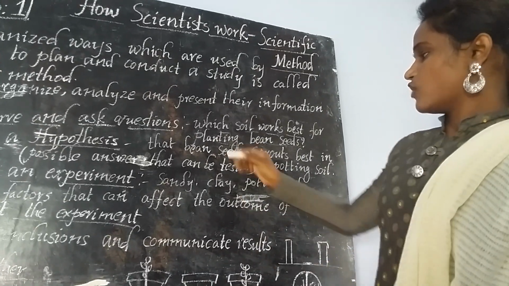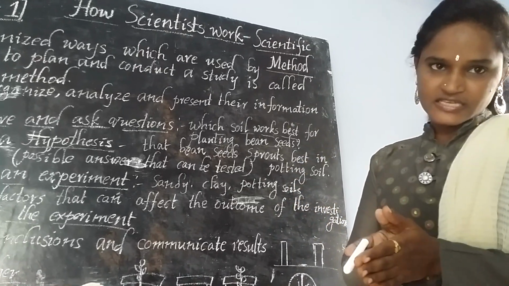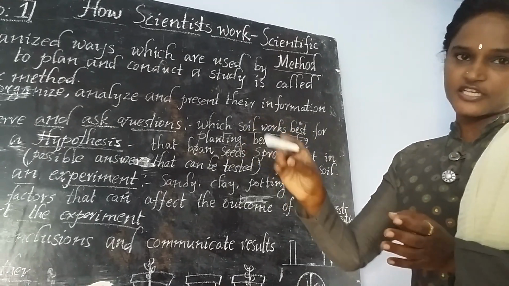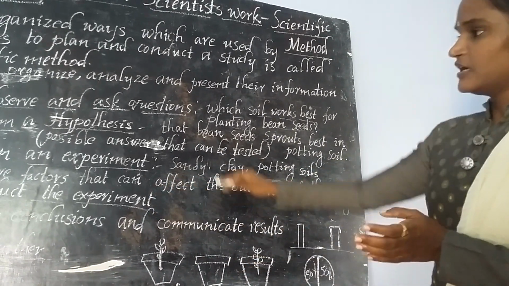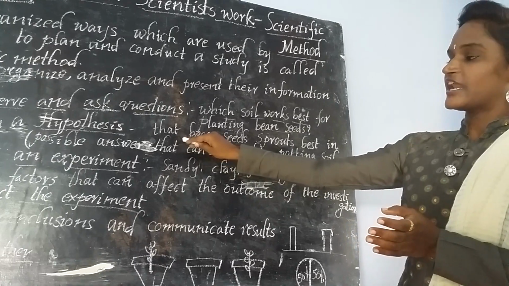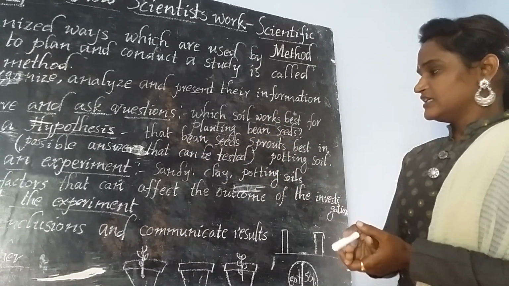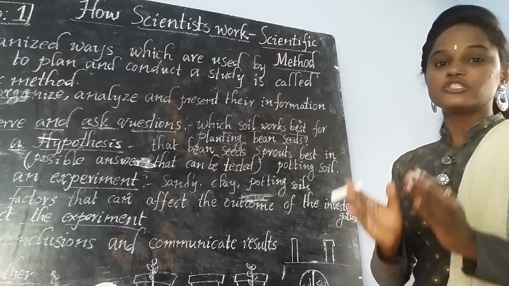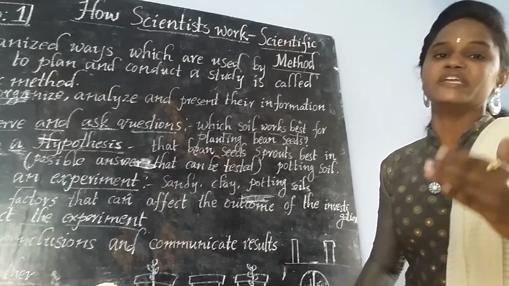Okay, here what Aravind did: he took some bean seeds and planted them in different varieties of flower pots. We will discuss that in another step. In the hypothesis, what is Aravind's hypothesis? It means he guessed that potting soil is best for the growth of bean seeds.